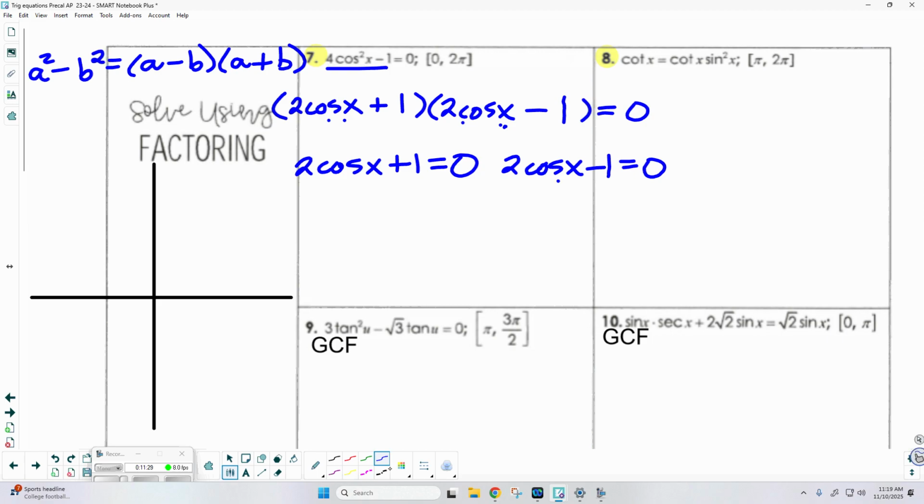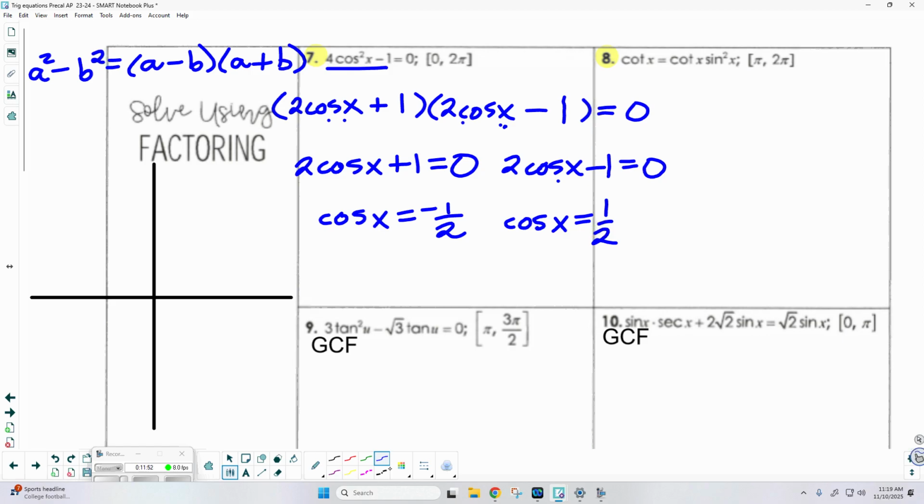Everybody with me? Now for this first one, if I subtract 1 and divide by 2, cosine of x would equal a negative 1/2. What would cosine of x equal for the other equation? There we go.